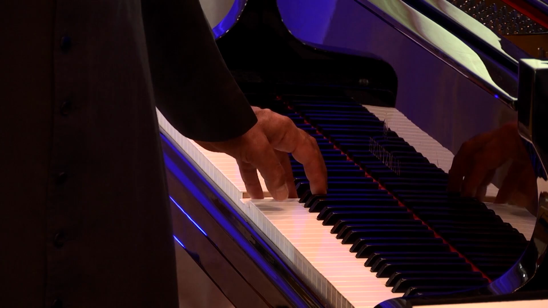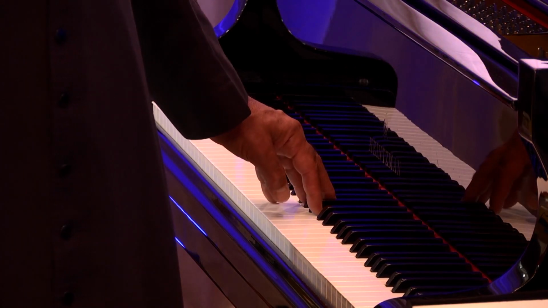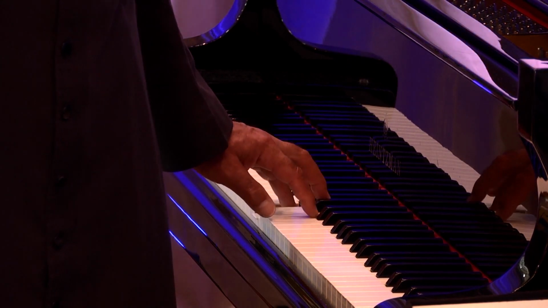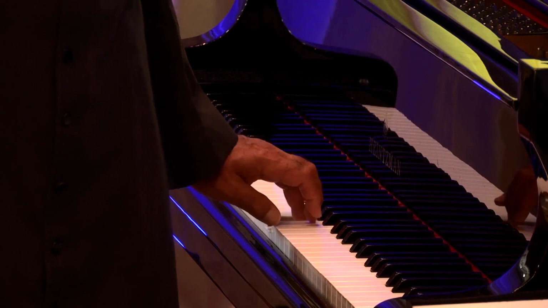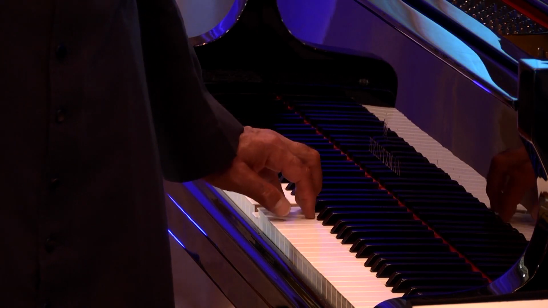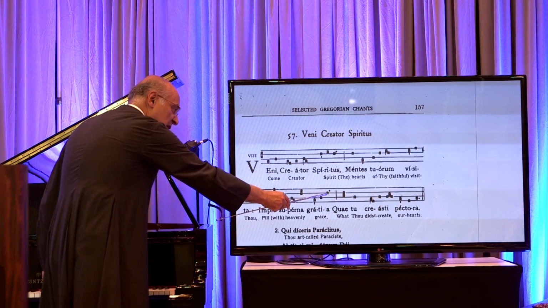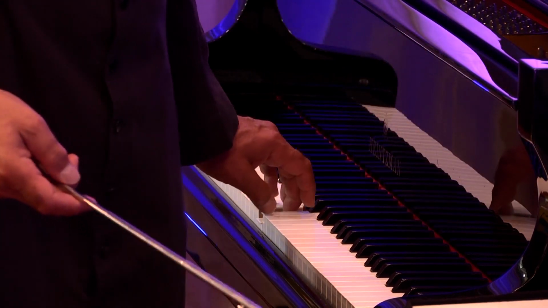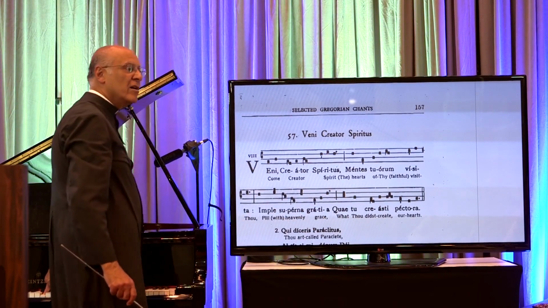Well, let me play it in the familiar range. So it gets kind of high. It comes to a little rest here on the dominant, and ends on the final of the mode.